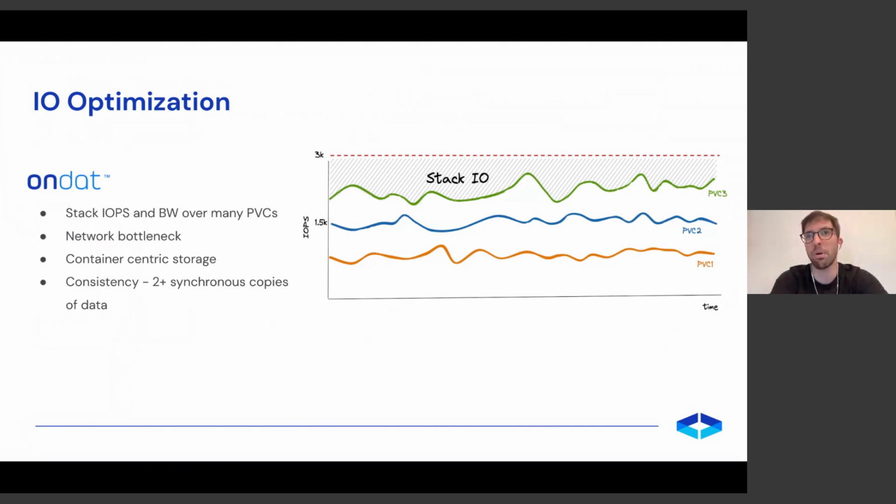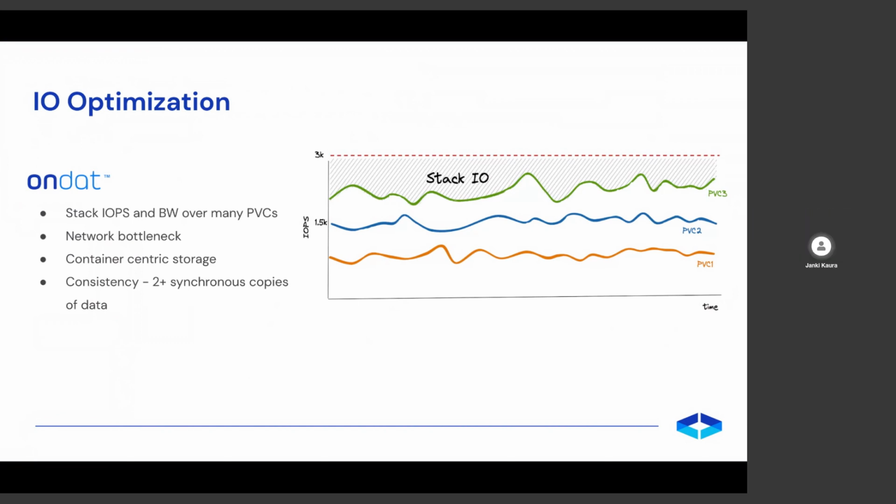So we can maximize, let's say we have 3,000 IOPS because we are provisioning that EBS. We can have multiple PVCs utilizing the maximum at all times. On top of that, we are guaranteeing that utilization through synchronous copies of data. So we have high availability and automatic failover.